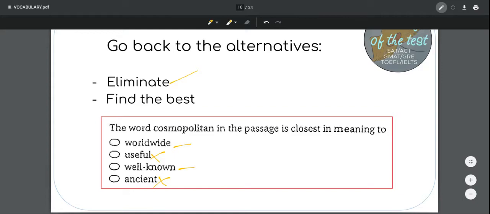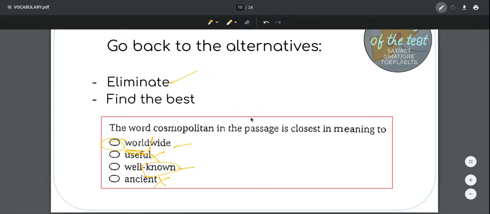Again, you may not even know the meaning of these words, but you can get it from knowing what they are referring to. So well-known is literally well known, so it's known by a lot of people. And worldwide means that it can be found through all the world, right? Now, of course, the one that is closer in meaning to the fact that it can be found everywhere on Earth or everywhere in the world is the first one, worldwide.